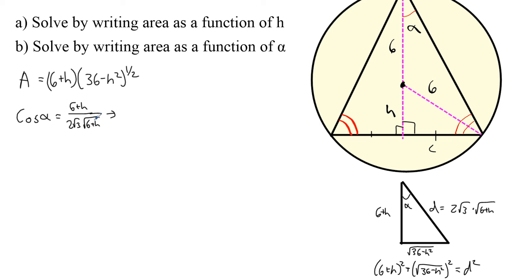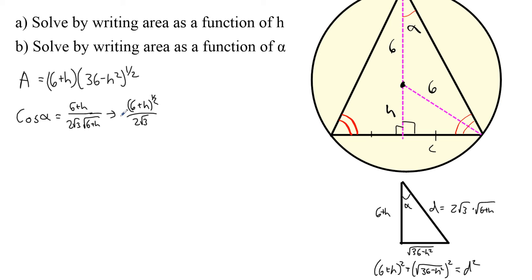I can actually divide this by (6 plus h) to the 1/2. And when I divide (6 plus h) to the 1 by (6 plus h) to the 1/2, I get (6 plus h) to the 1/2 on top, and the 6 plus h on the bottom cancels out. So I got 2 square root of 3 on the bottom.